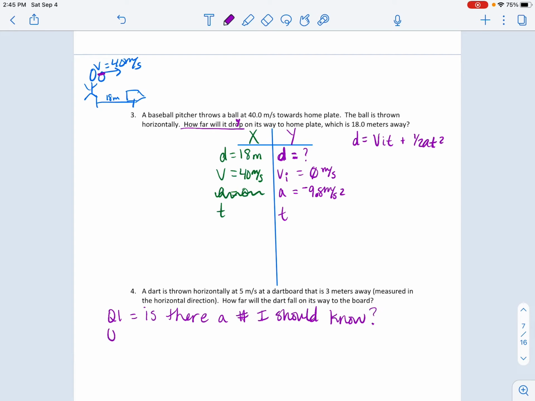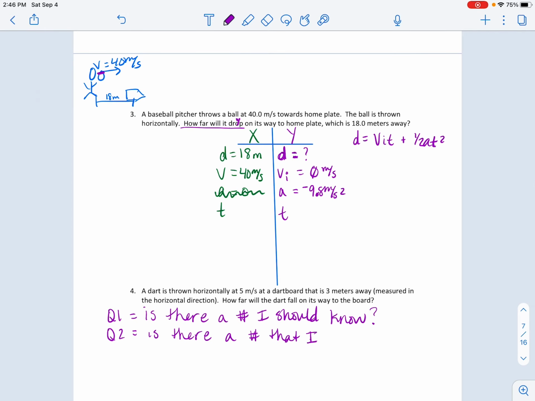If the answer to that is no, then you go to your second question. Is there a number that I can solve for? And so in this case, there were no equations where all of the information fit, but if I could find my time, then I could have enough information to use d equals VIT plus 1/2 AT squared to solve the problem. So then I need to start thinking, can I find time? How can I find time? But I don't have time.